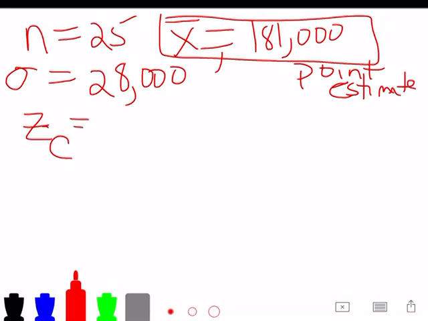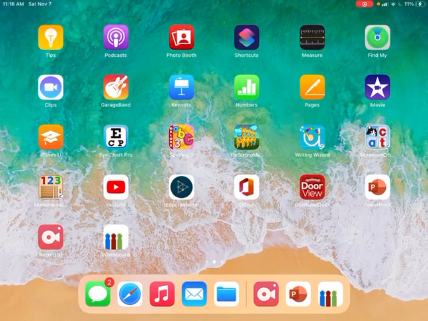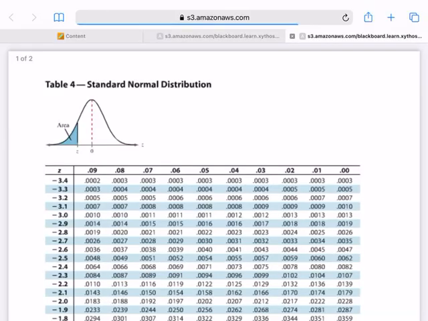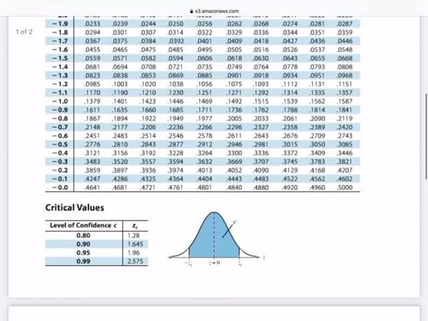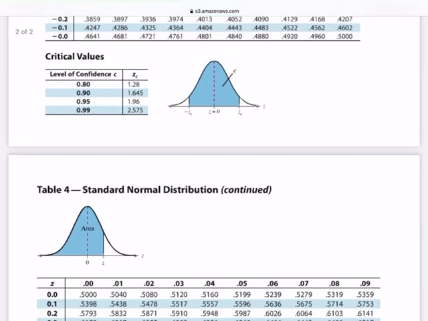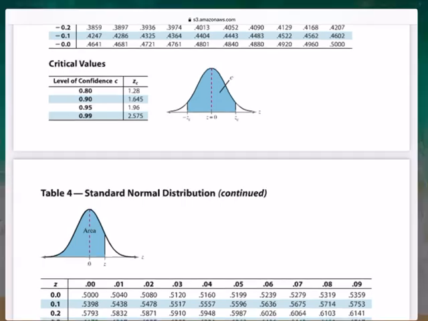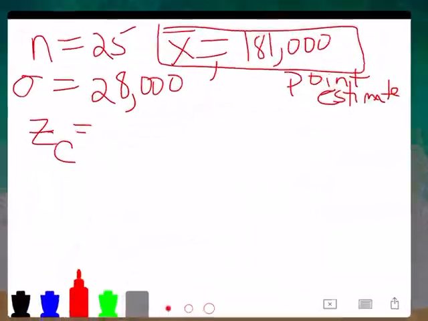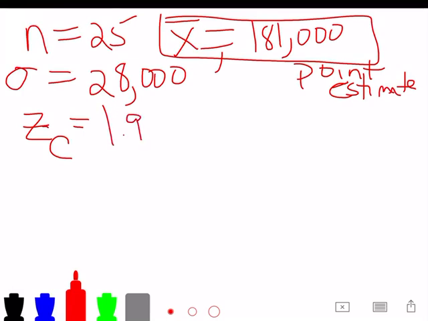To find z sub c, I'm going to go to my standard normal table. Hopefully I still have this up here. This is my t-distribution table. I go to my standard normal table and I go to this little thing at the very bottom, critical values. See where it says critical values? And I'm doing a confidence level of 0.95. So my critical value z sub c is 1.96. So that's what that is for. I'll go back to my whiteboard. 1.96. Okay. So next I'm going to find my margin of error.